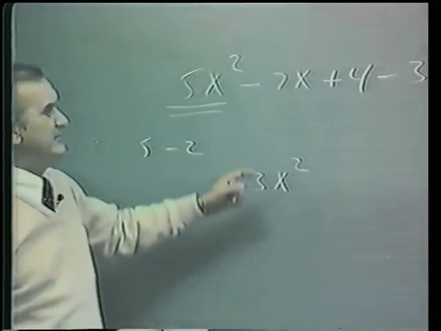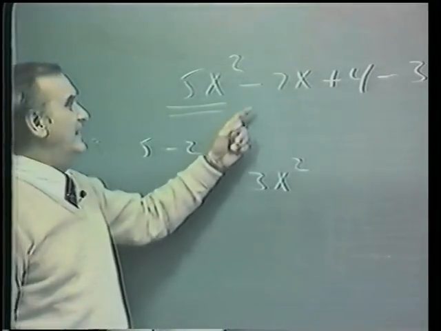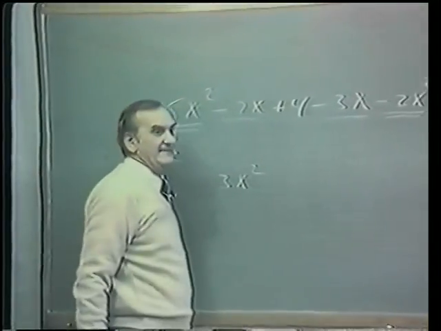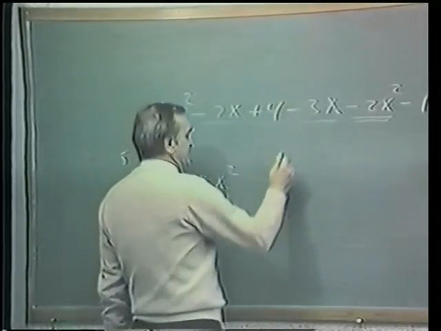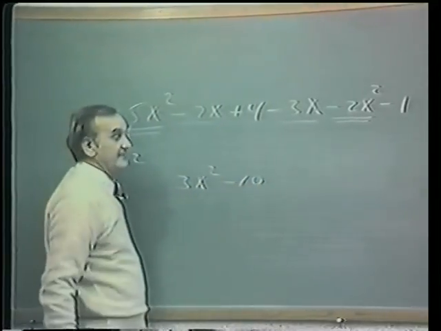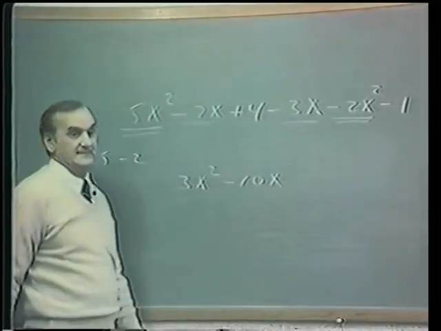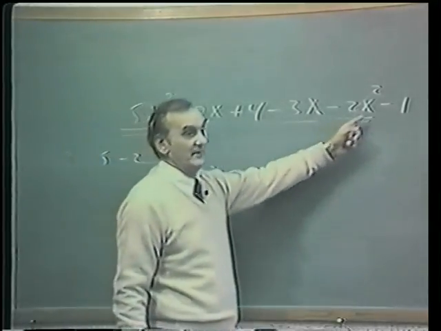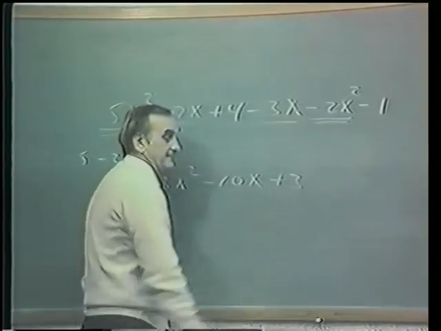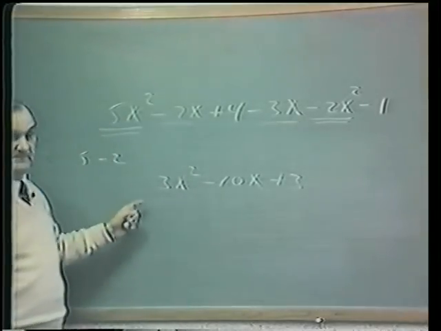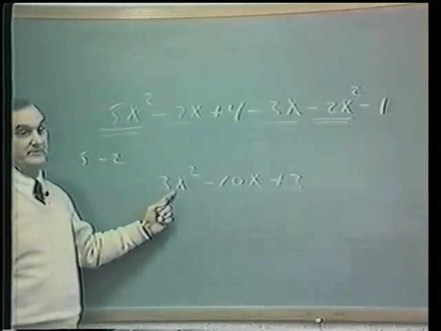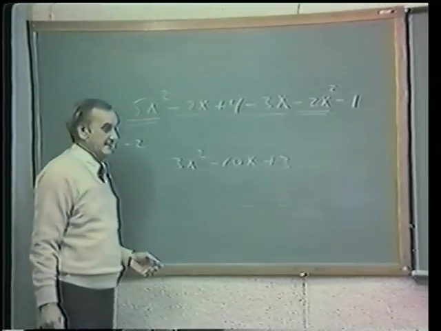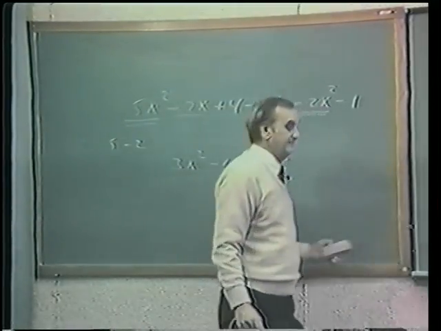Our next label is x. There are two terms that have x for label. We're going to add their coefficients. A negative 7 and negative 3 is a negative 10. And this time we're talking about x's. Lastly, our numbers. We have a positive 4, negative 1, that's a positive 3. Therefore, the sum of those terms is equal to 3x squared minus 10x plus 3. That's simple. Okay? Let's try some.